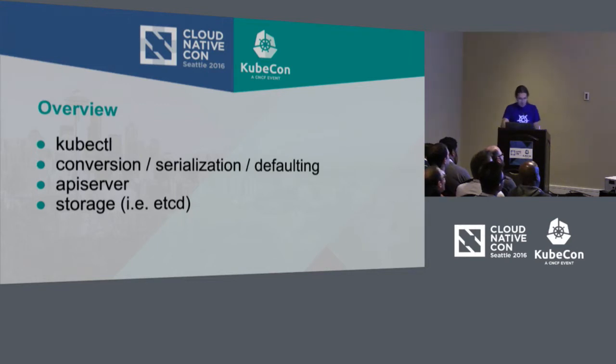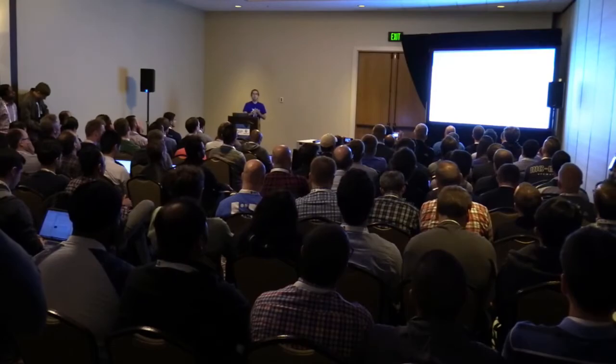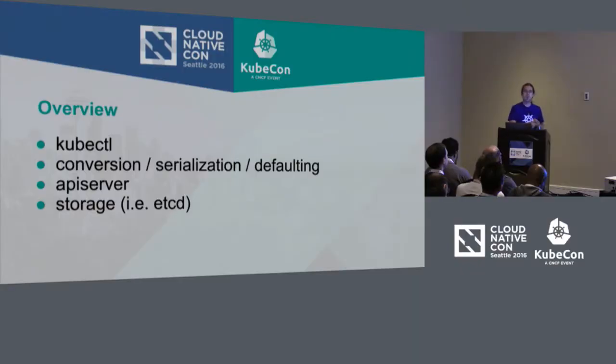Sorry. So these are the things that we're going to go through. Is what happens inside the kubectl binary. Then we're going to have a short interlude on what happens on the wire, conversion, serialization, defaulting. Then we're going to go through what happens once API server receives a query. And then last, we're going to go through what does API server do after it's received a query. So those are the 4 things that hopefully we'll get through.